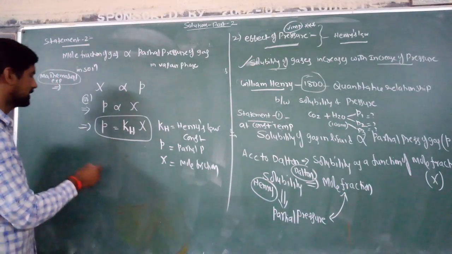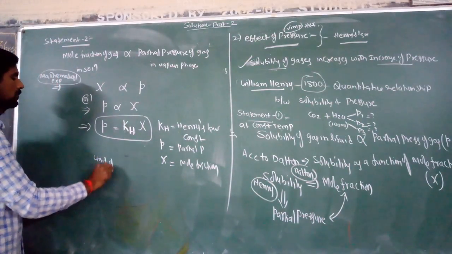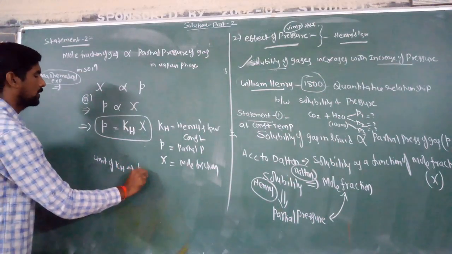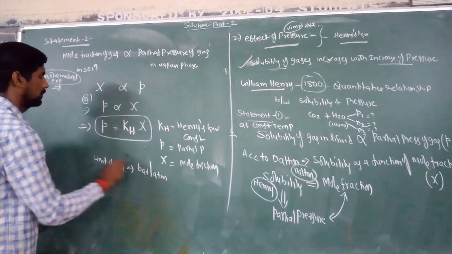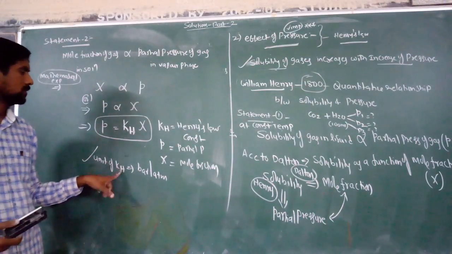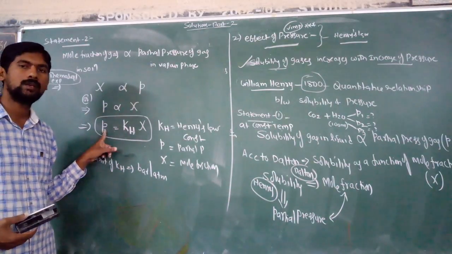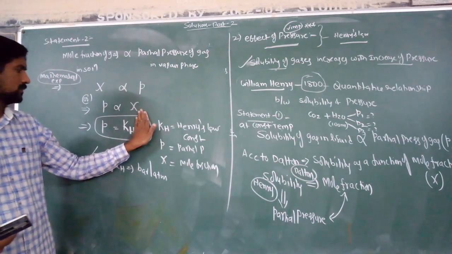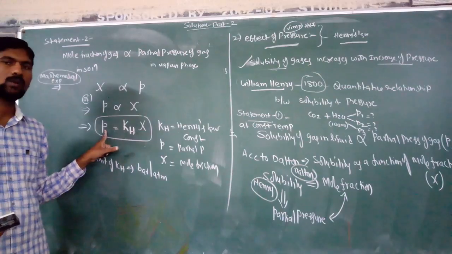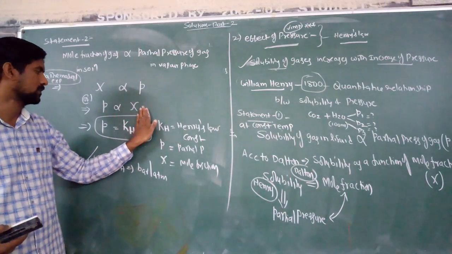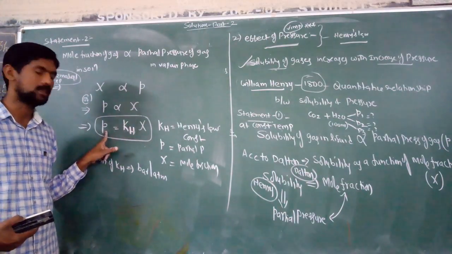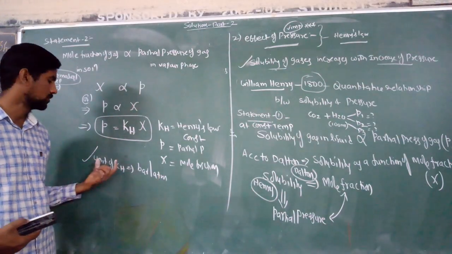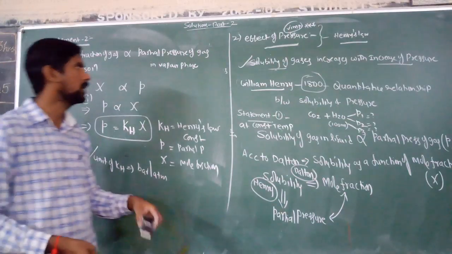What is the unit of Kh? Kh has the same unit as pressure, bar or atmosphere, because mole fraction has no units. Then the unit of Kh is equal to the unit of pressure. So what is the unit of pressure? Either bar or atmosphere. So the unit of Kh is bar or atmosphere.